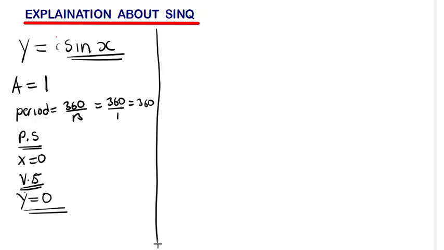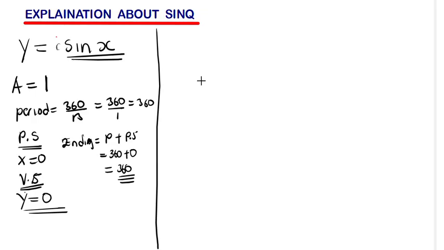Okay, now let's draw this graph. Remember again, I usually advise that we calculate the ending point of the graph, or the ending point of one cycle. Remember, it's the period plus the phase shift. The period is 360 plus 0, so in this situation it will be 360. That is the ending point.